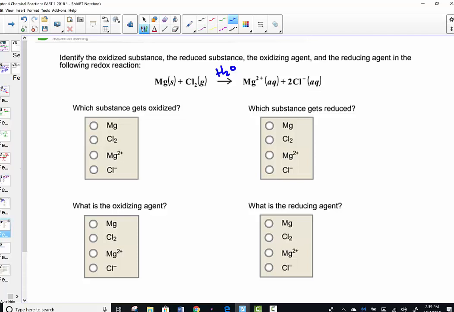Any element in its natural state is assigned a 0. Any ion is assigned its charge.